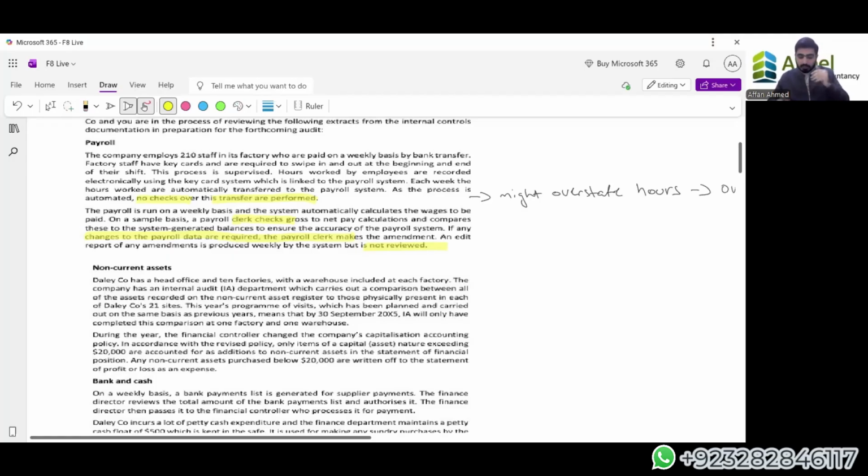And last but not least, the point that is not reviewed. So review it by a senior official, sign it. So signature can be a thing that we can check. We can take a sample of the transactions and check whether it is reviewed and authorized by a senior official and their signature is present in the transactions. So with this, we can basically see a good answer being developed.